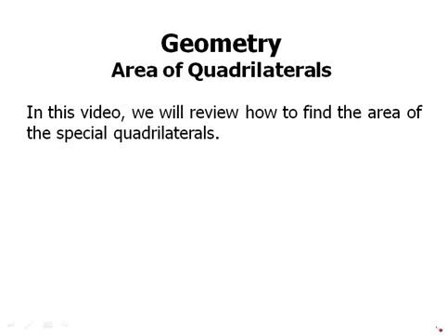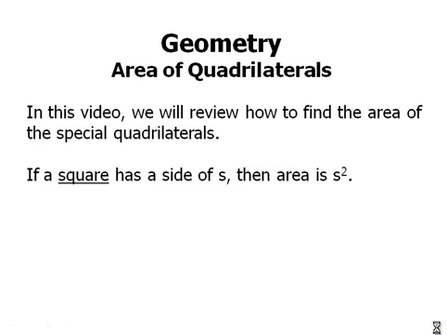Now we can talk about areas of quadrilaterals. In this video we'll review how to find the area of the special quadrilaterals. So first of all, the most special quadrilateral is a square. If a square has the side of S, then the area is simply S squared.